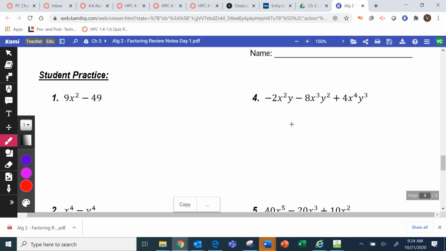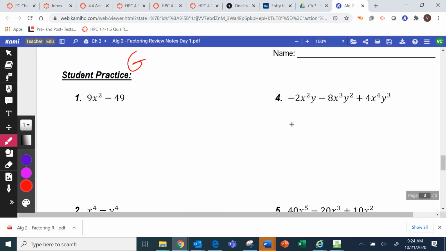Greatest common factor is always the right answer. We always, always, always look for GCF. Is there a greatest common factor in 9x squared minus 49? What divides evenly into 9x squared and 49? Nina?